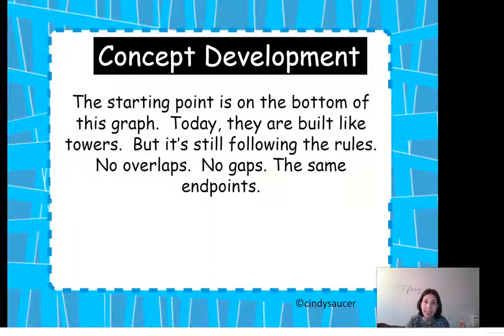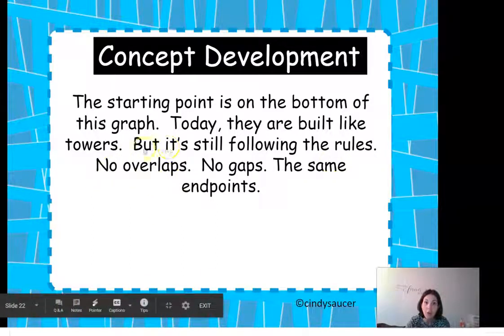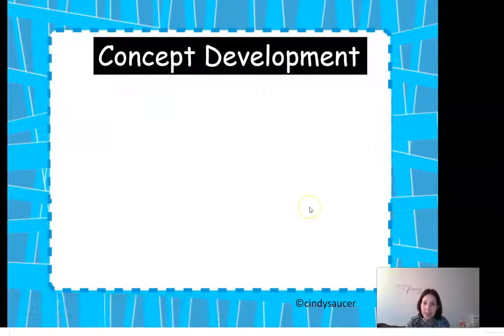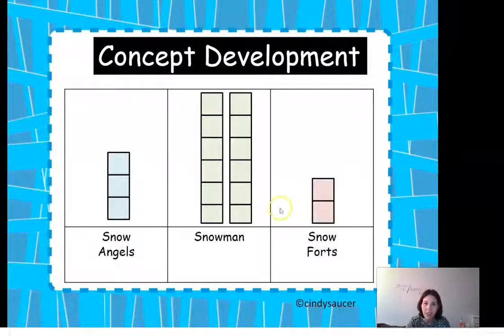So the starting point is at the bottom of the graph, and they're built like towers, but they're still following the rules. There's no overlaps, there's no gaps, and they have the same endpoints. Let me go back and show you. They all start from the bottom. There's no gaps in between the boxes. They just go straight up.